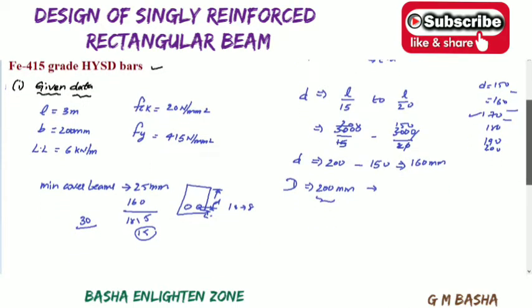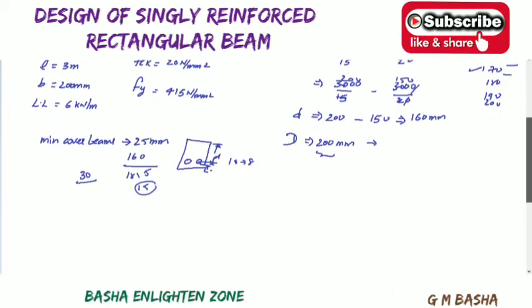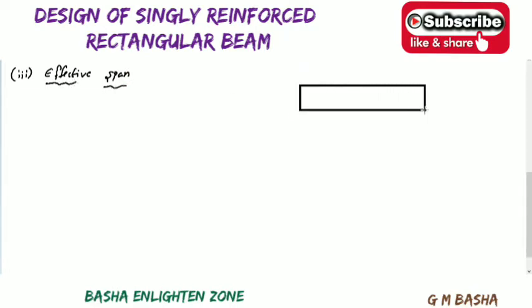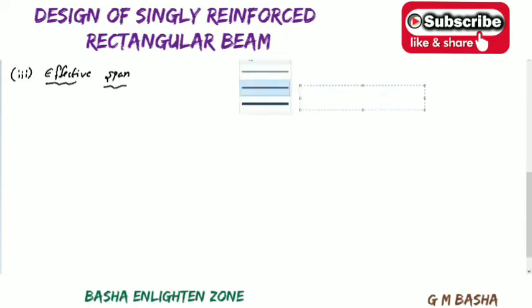Then our next step is effective span. Our third step is effective span. I already clearly explained this effective span procedure also for the simply supported beams. So what is the procedure for finding this effective span?